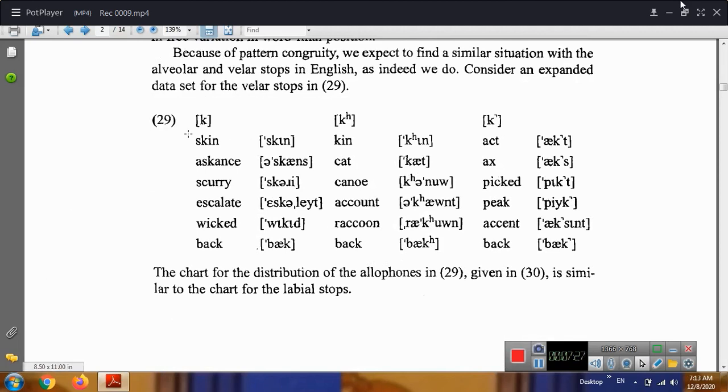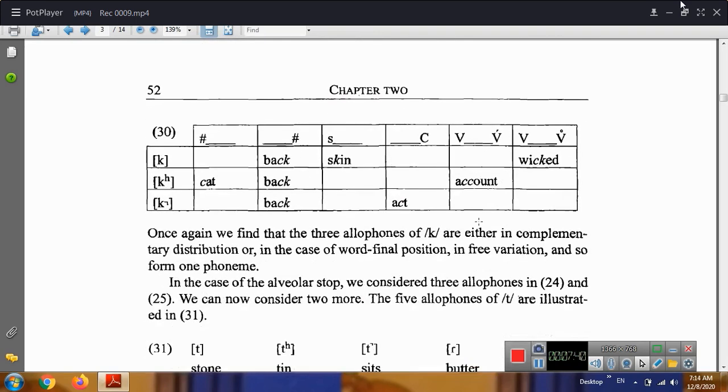I'll just briefly explain this data because we explained them before. We have the plain K, aspirated K, and unreleased K. According to this data, we have such a table, in which this plain K can come at the end of the word, after the S, and between two vowels when the second one is unstressed.